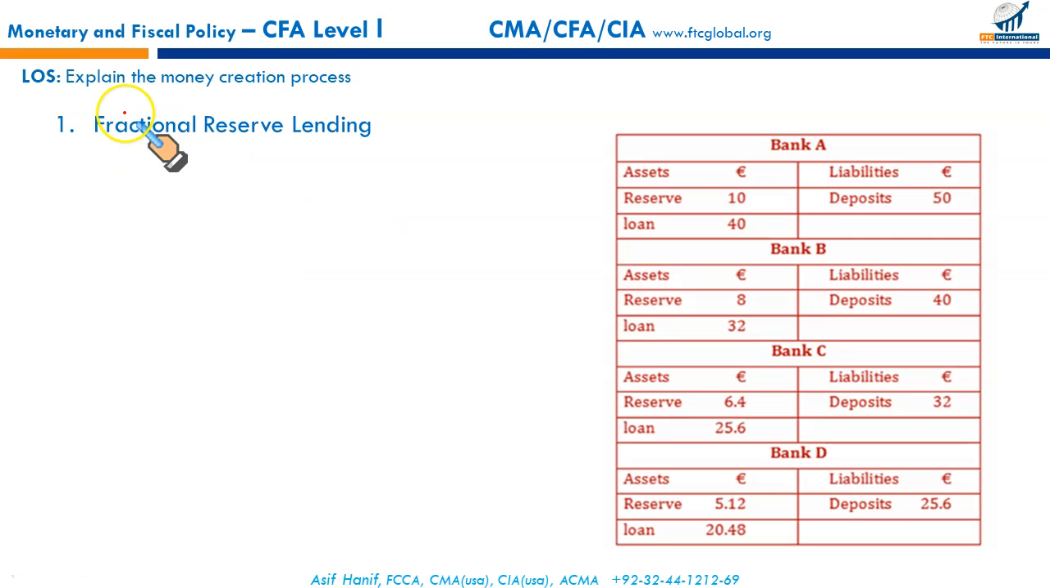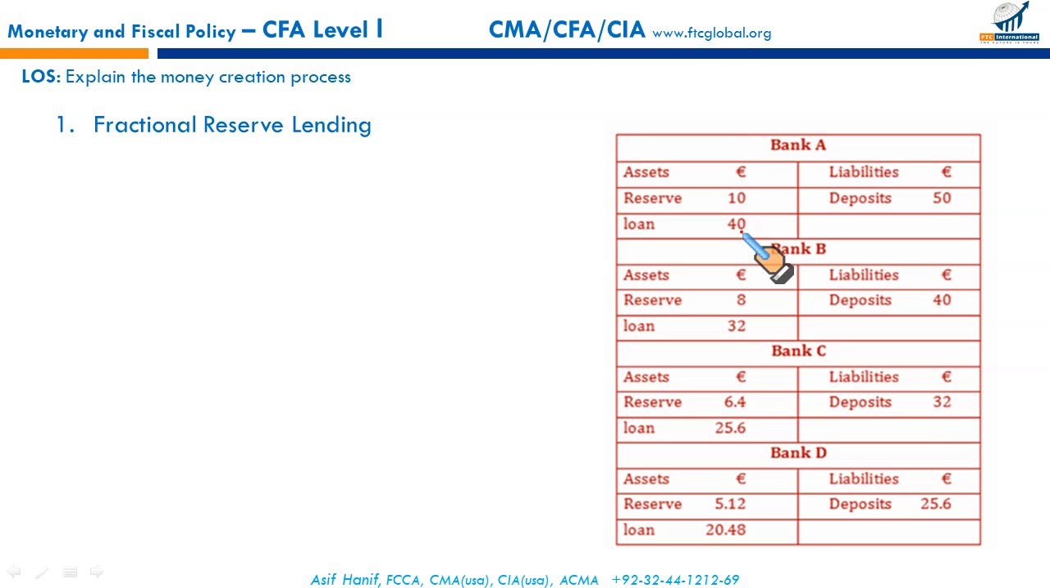Right, next is explain the money creation process. Money is created through lending. It is made possible because of fractional reserve lending. What is fractional reserve lending? In the UK, for example, the fractional reserve requirement is 20%, which means if a bank receives deposits of 50 euros, the bank can keep a reserve of 20%, that is 10, and the remaining 40 can be loaned out, right?